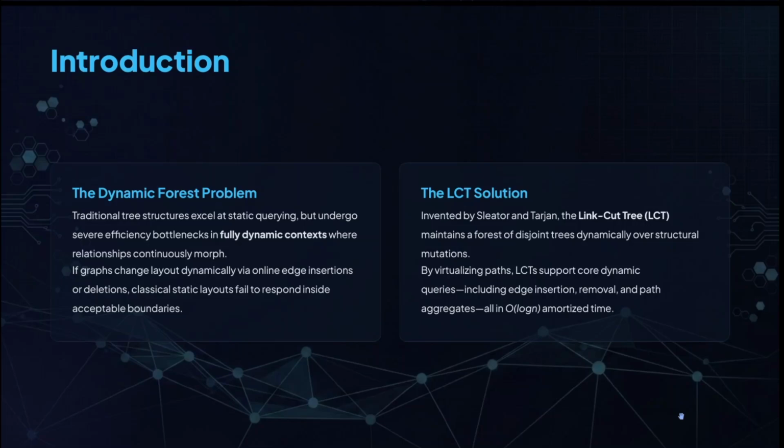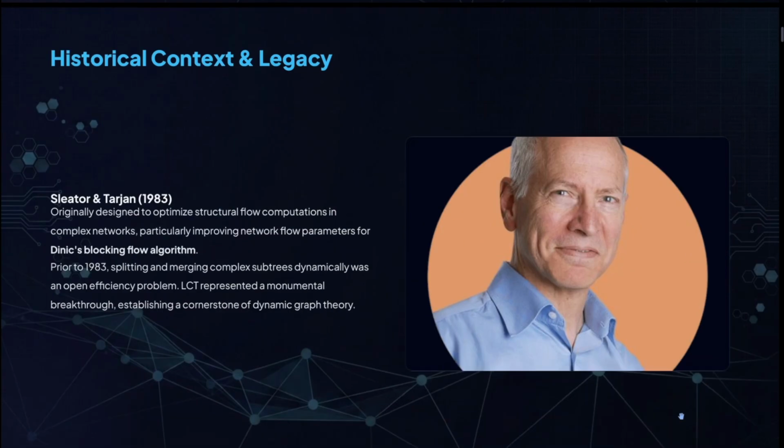This brings us to the link-cut tree, or the LCT. Invented by Daniel Sleator and Robert Tarjan, the LCT maintains a forest of disjoint trees dynamically over these constant structural mutations. It achieves this by virtualizing paths. Rather than rigidly storing the exact shape of the tree in memory, LCTs break the tree down into paths. This allows them to support core dynamic queries, including edge insertion, removal, and path aggregates, all in a highly efficient O(log N) amortized time.